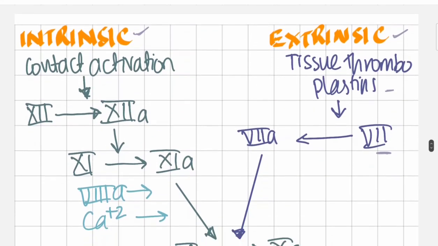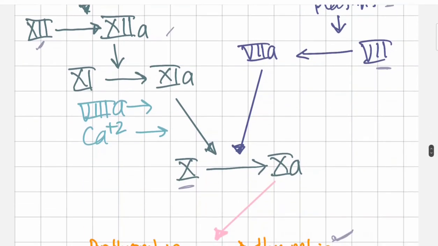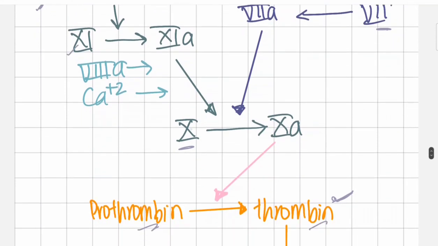For the intrinsic pathway, there is going to be contact activation. We have the factor 12 activation, and then that is going to cause the activation of factor 9, and then factor 9 is going to activate factor 10. And this step is assisted by calcium and factor 8A.